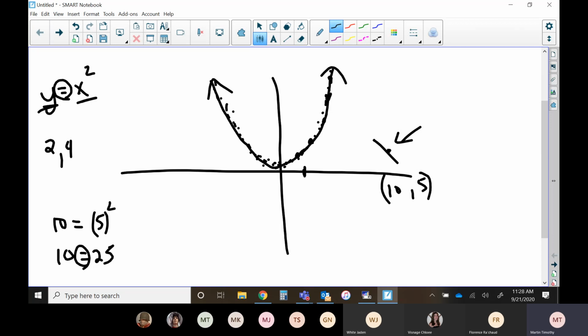Does 10 equal 25? That's why this ordered pair is not on the graph, because it doesn't make the equation true. Every one of these ordered pairs would make the left side equal to the right side. Every ordered pair that's off the graph would make the left side not equal to the right side. That's what a graph is. You follow me?